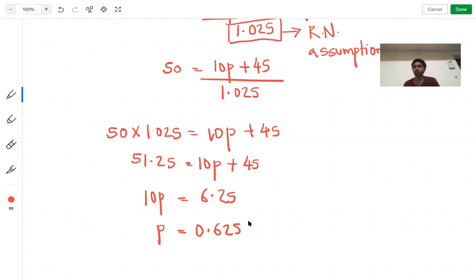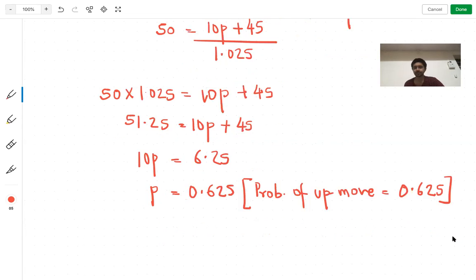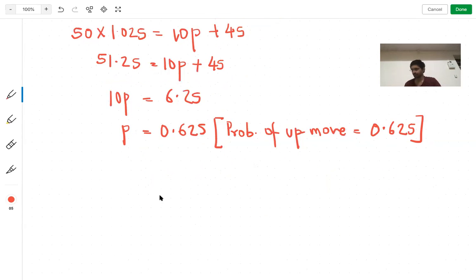This means that the probability of up move is equal to 0.625. So obviously the probability of down move, which is 1 minus p, is going to be 0.375, right? Are these the real world probabilities?